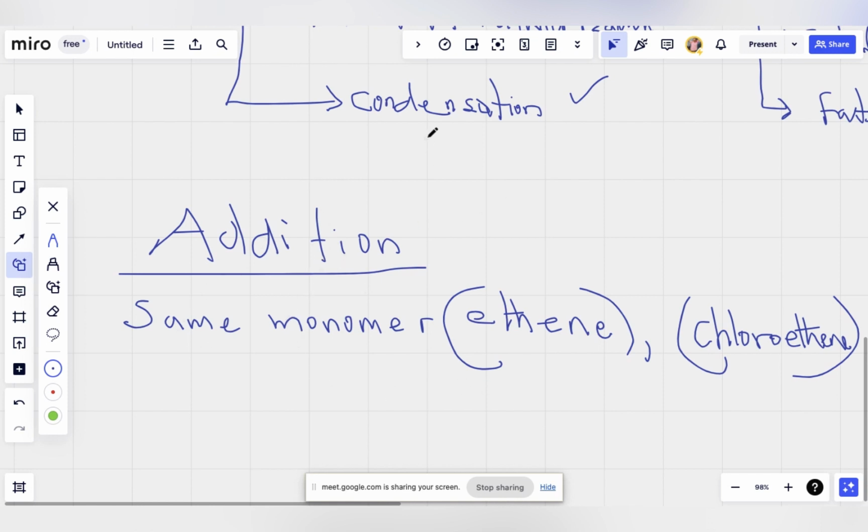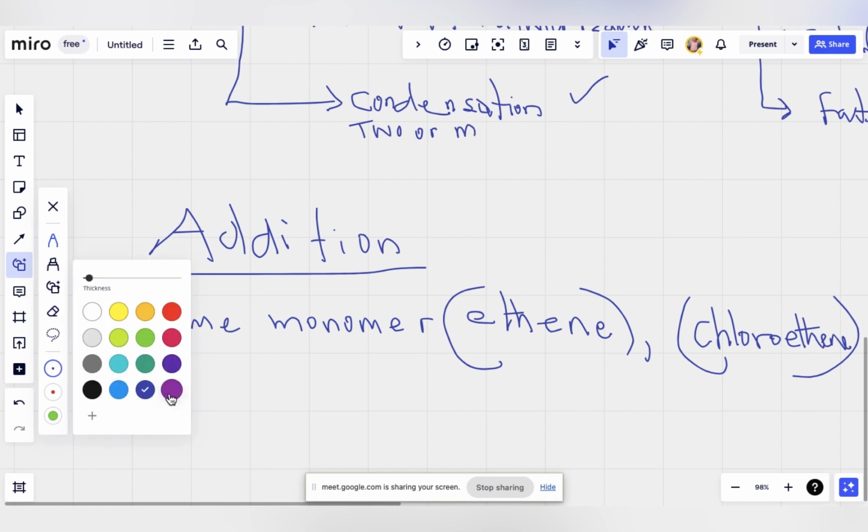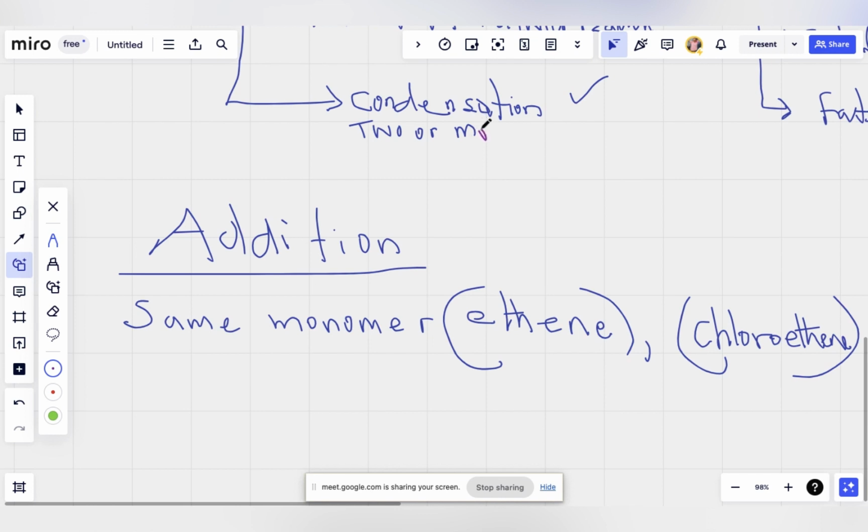But when we talk about condensation polymerization, we have two or more types of monomers. This one is made up of two or more types of monomers. When you're talking about condensation polymerization, it is made up of two or more monomers. But when we're talking about addition polymerization, it's just one monomer that is continuously added onto itself to form a giant macromolecular structure.